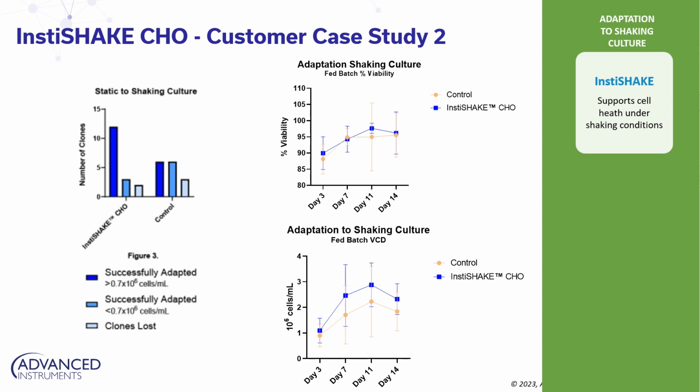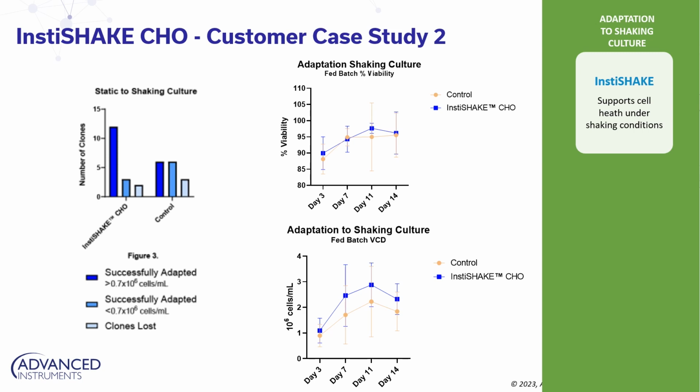Data presented on the left-hand side shows details of the expansion process and how clones from each of the groups fared. While 12 clones were successfully expanded to shaking conditions in the presence of InstaShake, with viable cell density greater than 0.7 × 10⁶ cells per ml, only 6 clones from the negative control group made it. This was an immediate 50% increase in the number of clones available for the customer to begin screening.